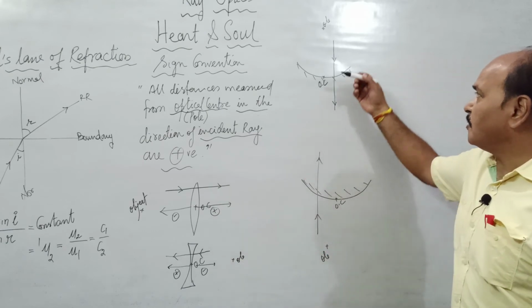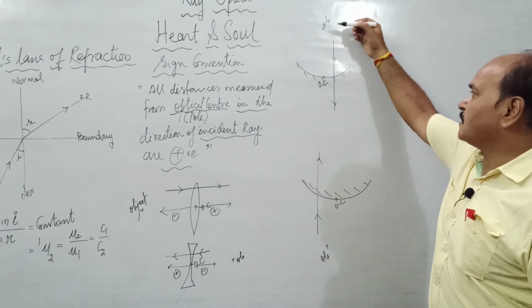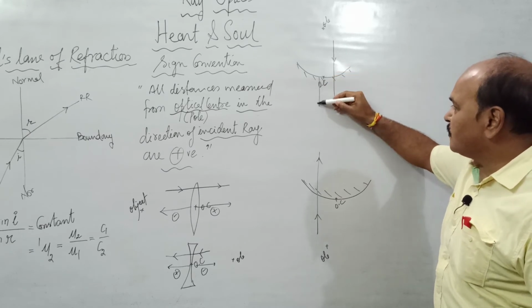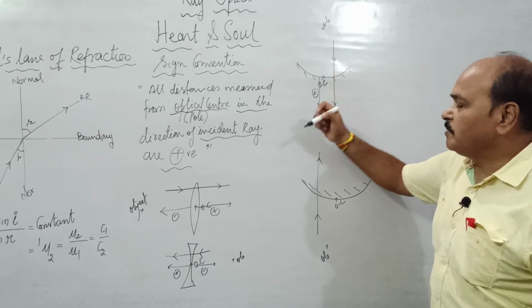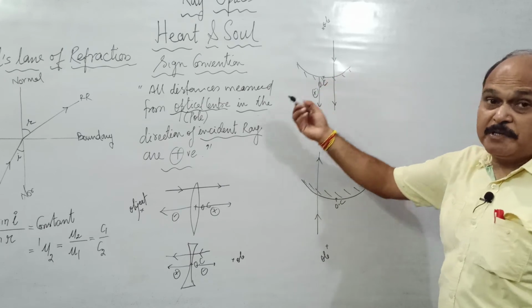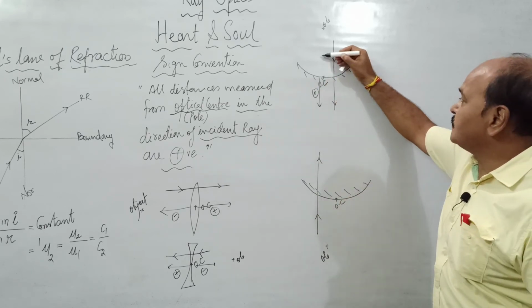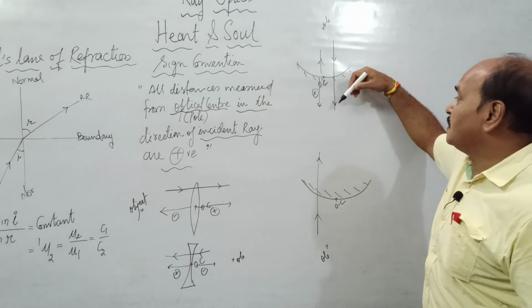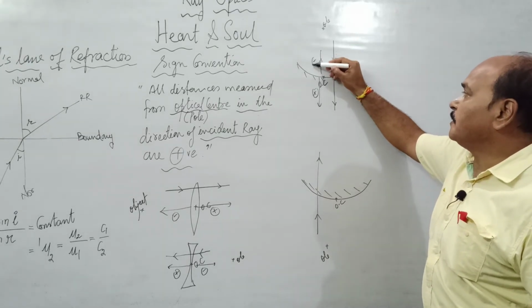Like here, the object is placed here. What is the direction of incident ray? Yeah, this is the direction of incident ray. So distances which are going to be measured in this direction, they would be positive, because they would be in the direction of incident ray, and the distances which are going to be measured in this direction, they would be distance measured in the direction opposite of incident ray, their sign would be negative.